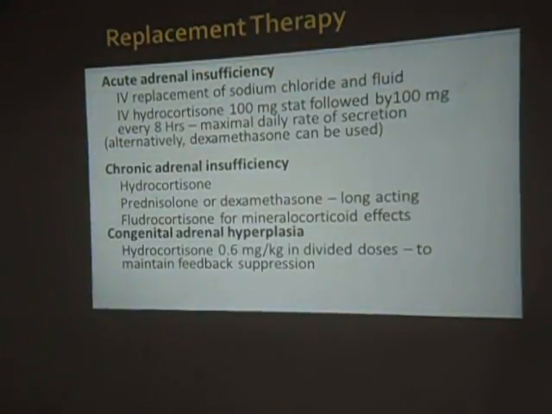So the treatment regimen here is for acute, chronic and congenital adrenal hyperplasia. IV replacement of sodium chloride and fluid. In the last class we discussed that glucocorticoids in the renal system also have actions such as the mineralocorticoid; they are involved primarily in salt and water retention. So IV hydrocortisone 100 mg start, followed by 100 mg 8 hourly. For chronic adrenal insufficiency, we can use hydrocortisone or prednisolone.